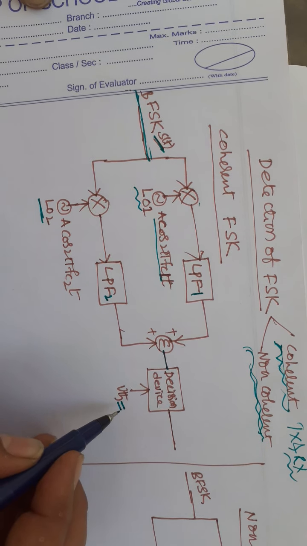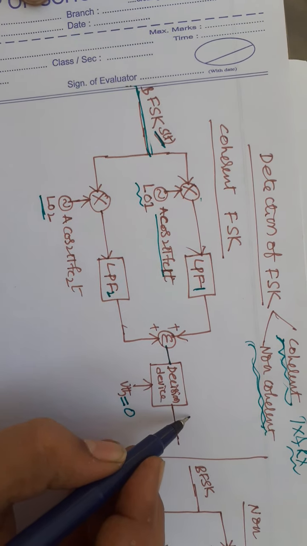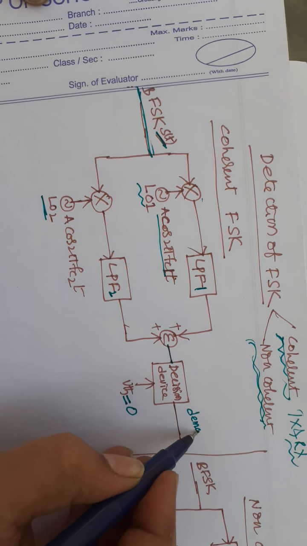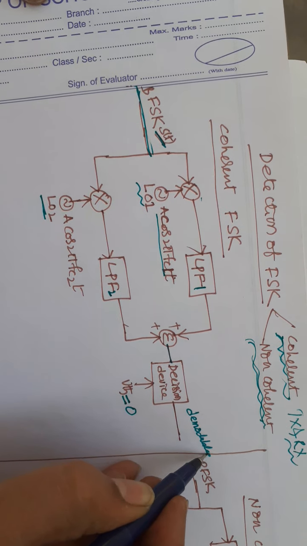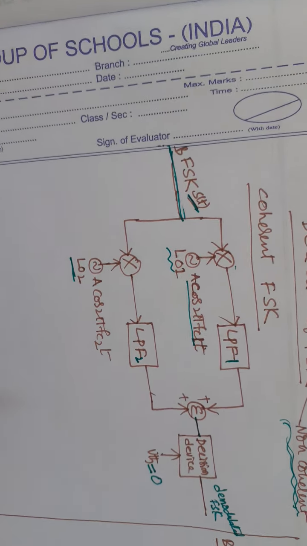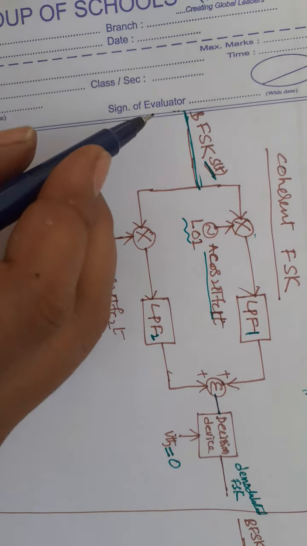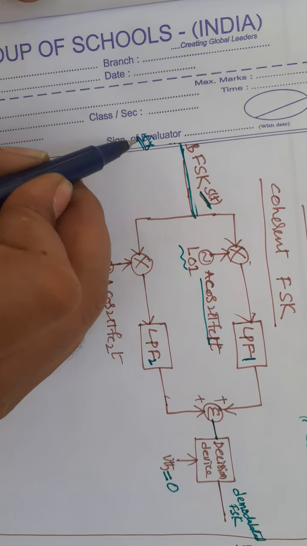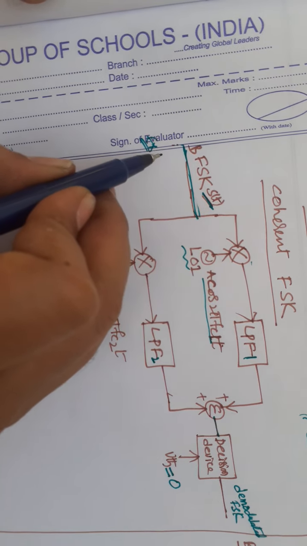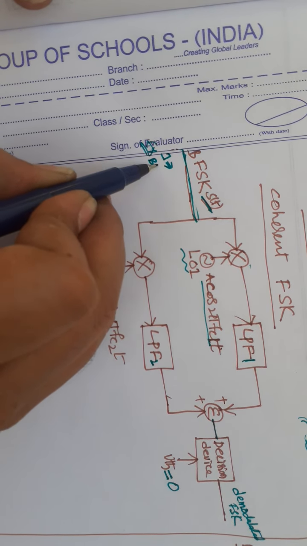Here the decision device internal level, the threshold voltage, is equal to 0, and it produces the demodulated FSK. Okay, let us see the operation of this demodulation. For example, we can assume the BFSK bit 1 is transmitted.